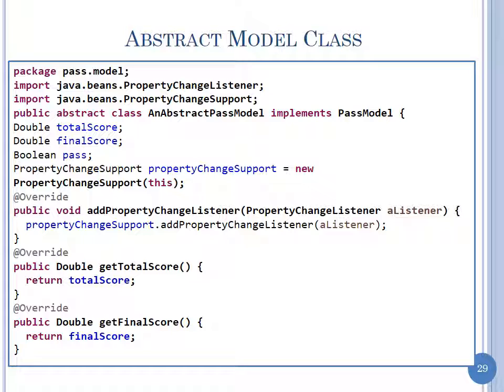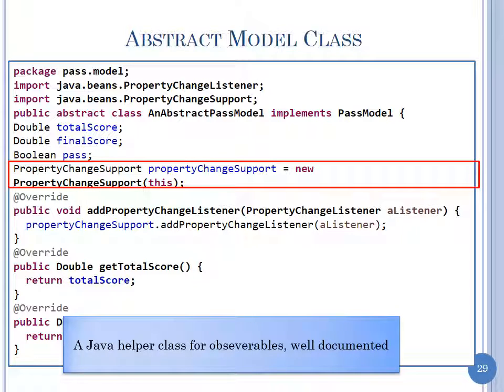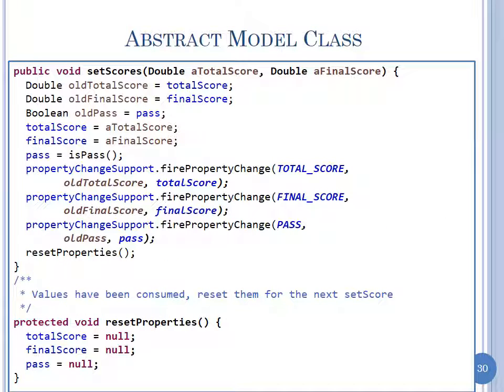Okay, and I've got the get total score and the get final score. That's fairly straightforward. And I just instantiate this instance of this helper class to create my list. So there's no conceptual detail. And here's where things get interesting.